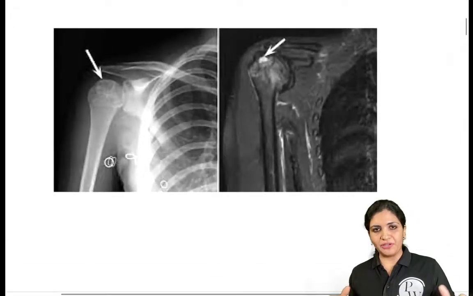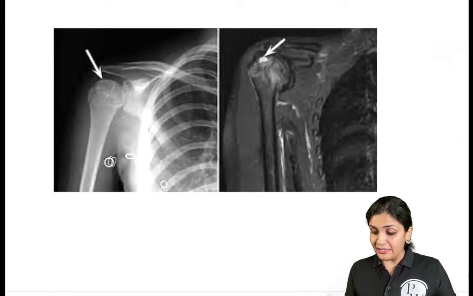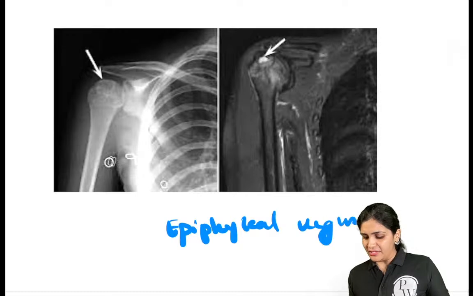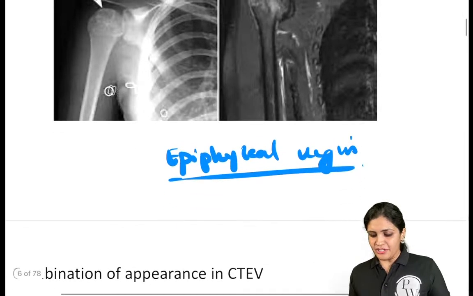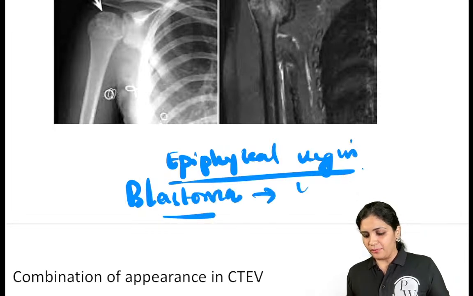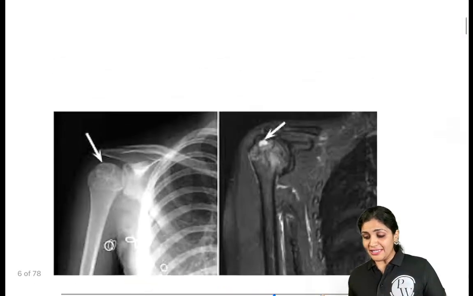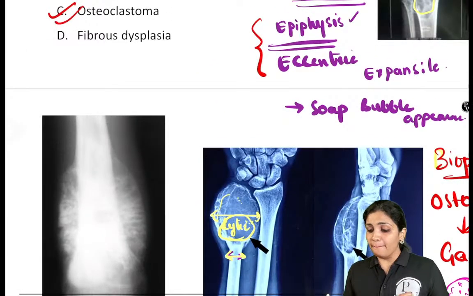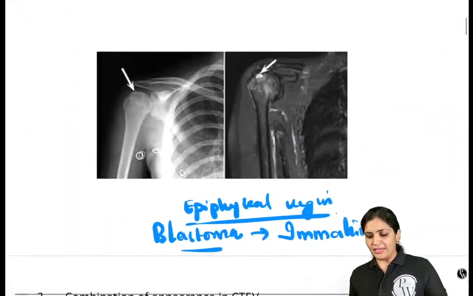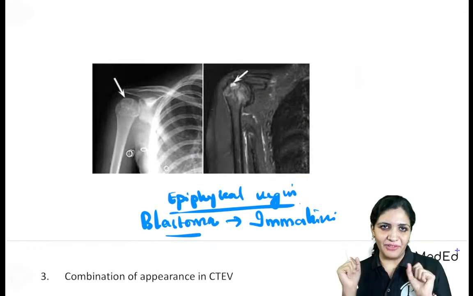This is the typical picture again of chondroblastoma, and the peculiarity of this chondroblastoma is that it is again in the epiphyseal region. But the catch here is that when I say it is a chondroblastoma, it is supposed to be seen in the immature skeleton. But in case of GCT, this is typically seen in a mature skeleton, right? So that is the immature skeleton, this is the mature skeleton, but the location is the same, that is the epiphyseal location.